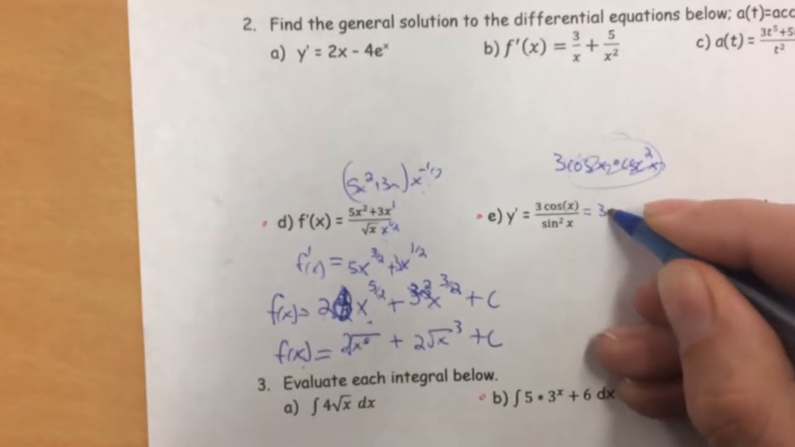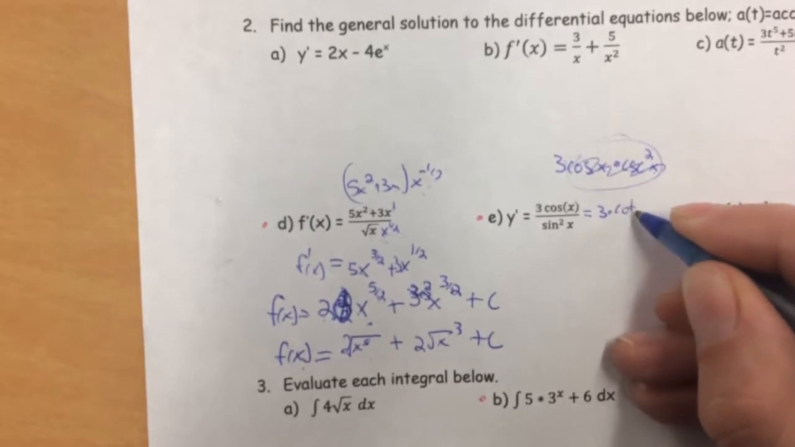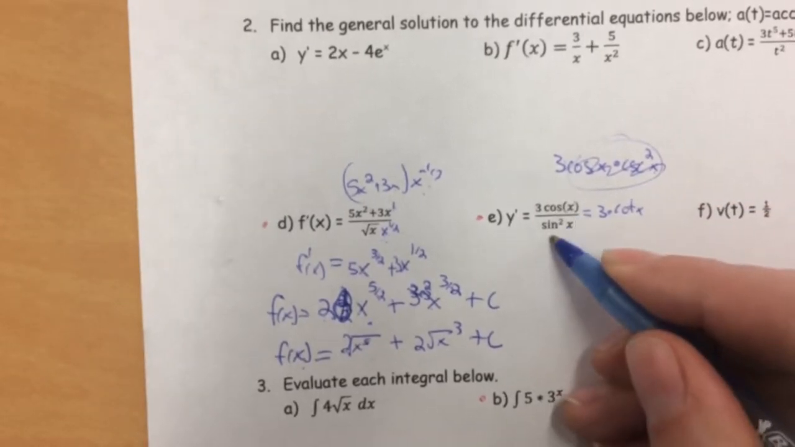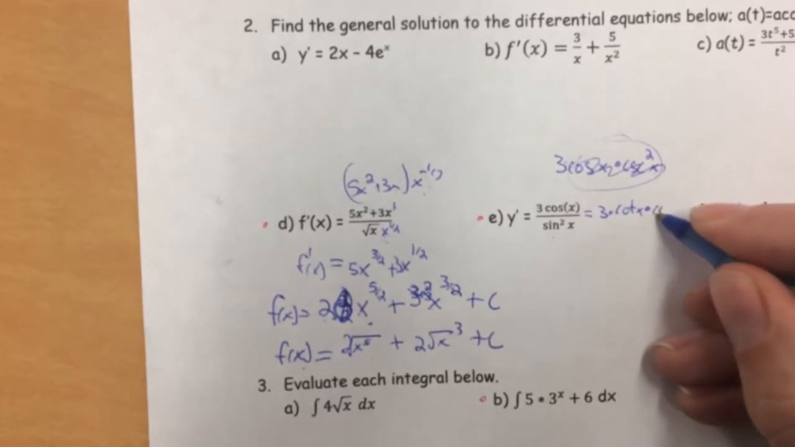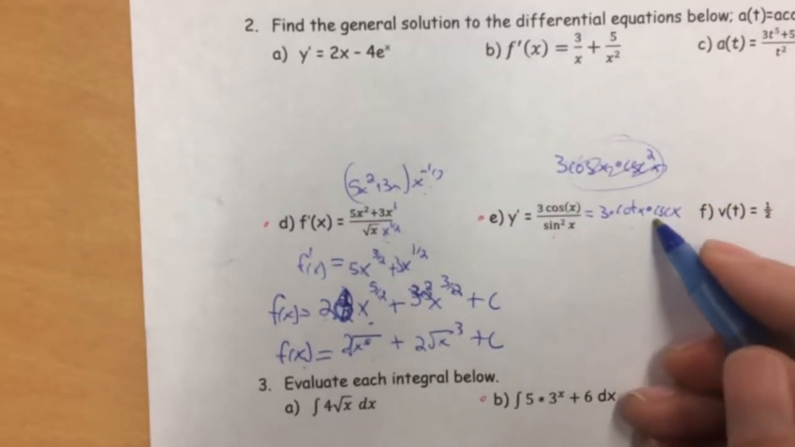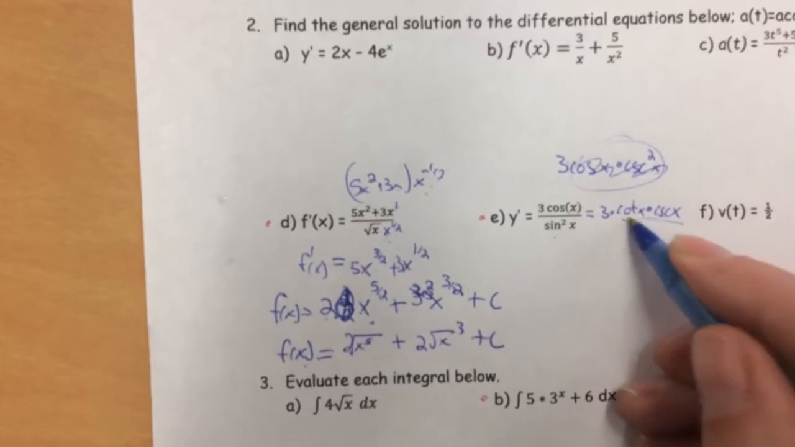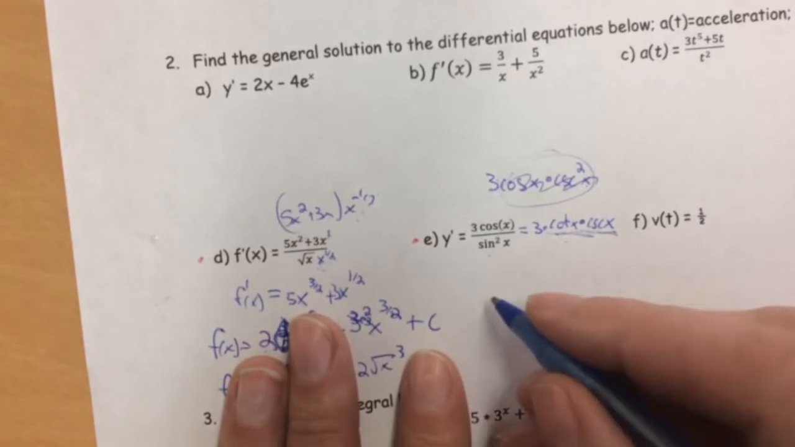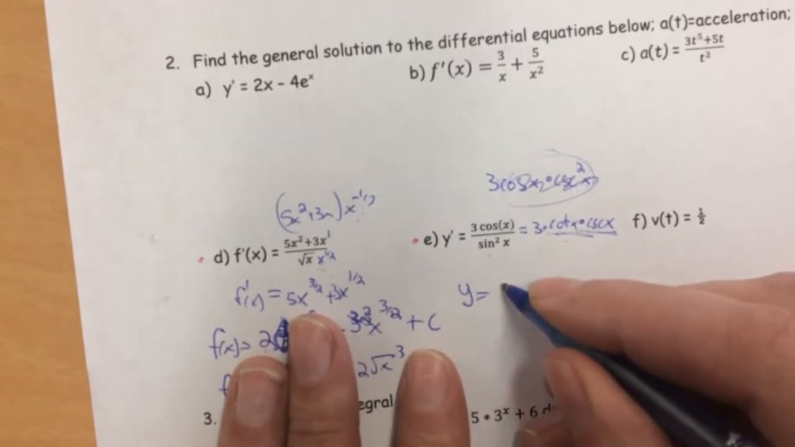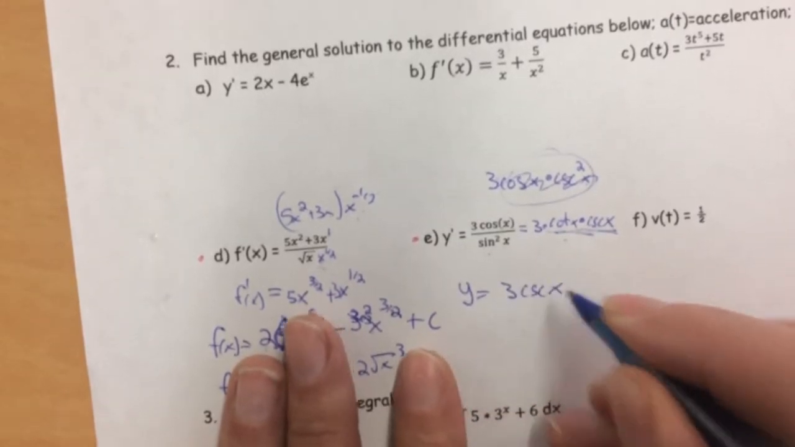Another breakup would be like 3 times cotangent of x, because that is cosine over sine. There'll still be one more 1 divided by sine, and that's cosecant. And this we can do. Cotangent of x times cosecant of x, that is one we should recognize. The function needs to have 3 cosecant of x.